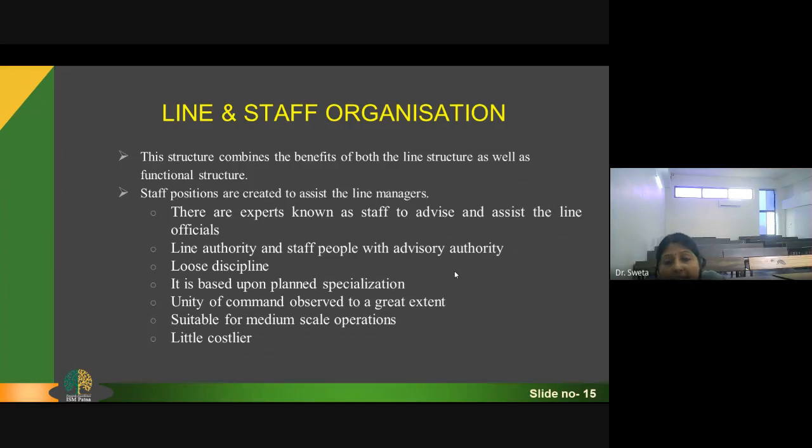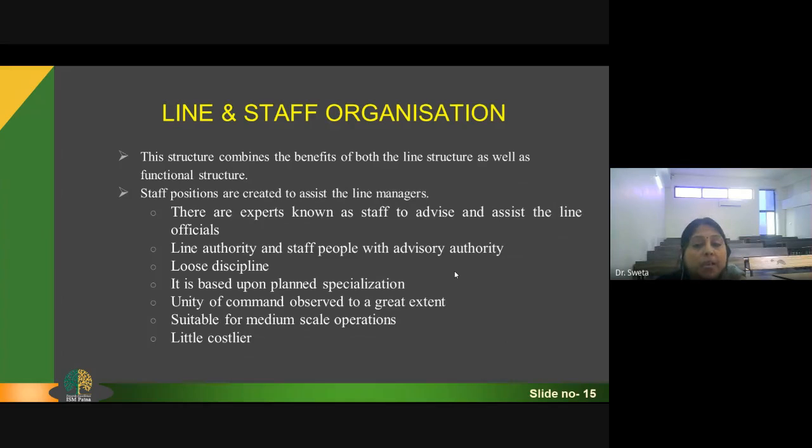Next, coming to the line and staff organization, this structure combines the benefits of both the line as well as the functional structure. In this form, staff positions are created to assist the line managers. It means the structure remains the same as it was in the line organization. The only difference is that staff positions are created to assist the line managers. Why? Because these staff persons will be experts of their own area.